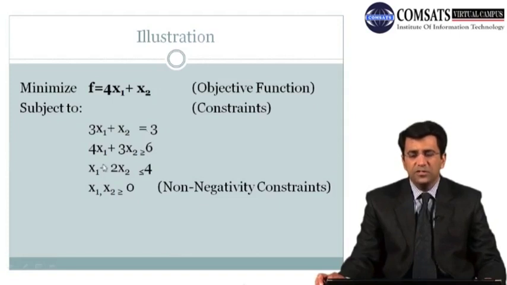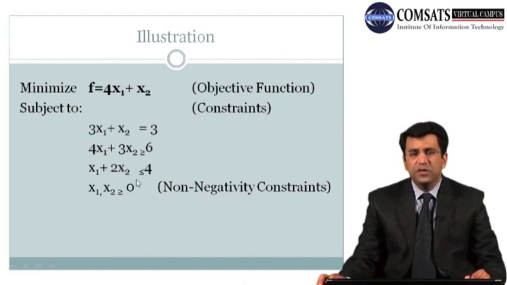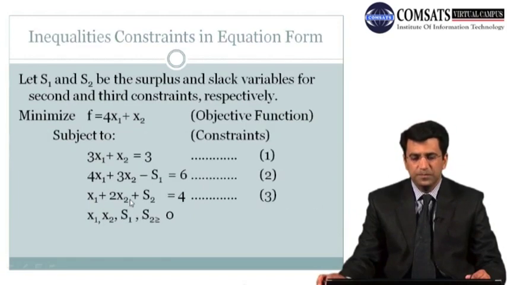Our second constraint is in the form of greater than or equal to, that is 4x1 plus 3x2 is greater than or equal to 6. Then our third constraint is x1 plus 2x2 is less than or equal to 4. Again, this third constraint is in the form of less than or equal to. x1, x2 are the non-negative constraints, that is we cannot take x1 and x2 as any negative value. These will always be positive.